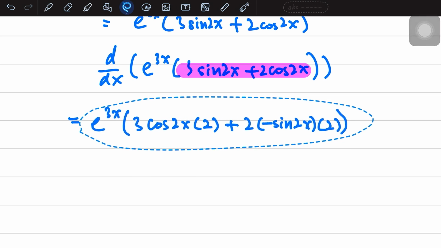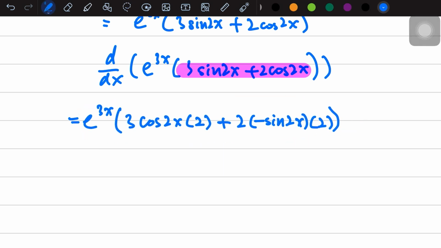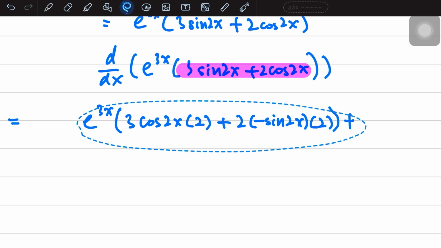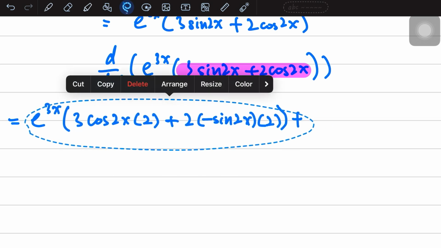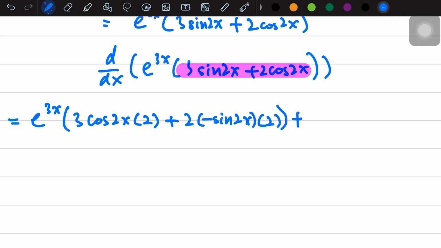Okay. Then plus, okay, we're not going to have enough space. Why's this note so freaking small? Okay, and then we find the derivative of e to the power of 3x. Oh my god, my tongue hurts.